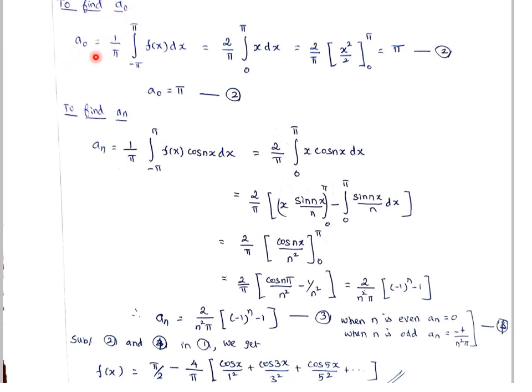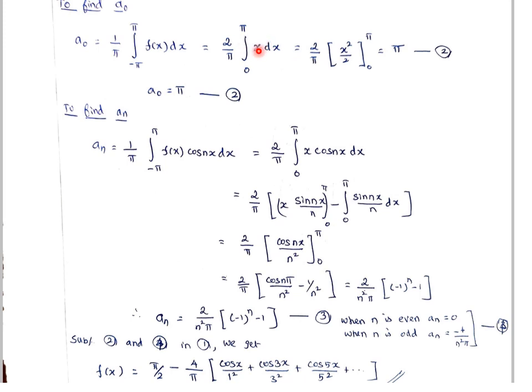Then what is the formula for finding a0? a0 equal to 1 by pi integral minus pi to plus pi f of x dx. Here, since the function assumes two different values in two different regions, we can split the given interval minus pi to plus pi as 0 to pi. Since f of x equal to mod x is an even function, it will reduce to 2 divided by pi integral 0 to pi x dx.